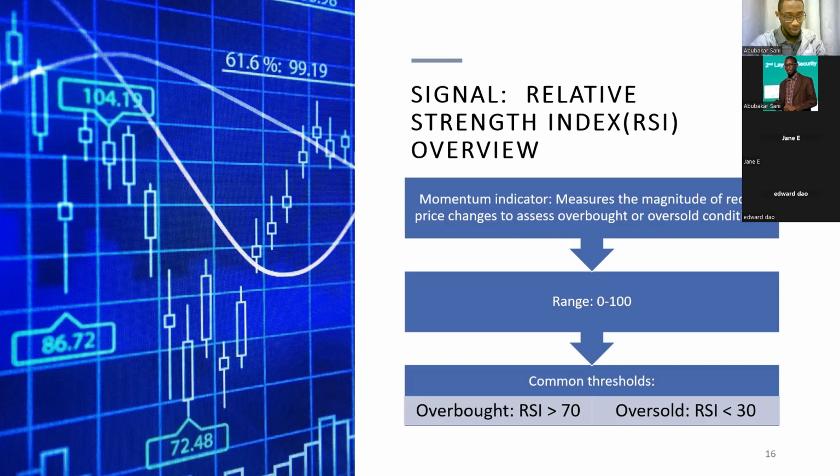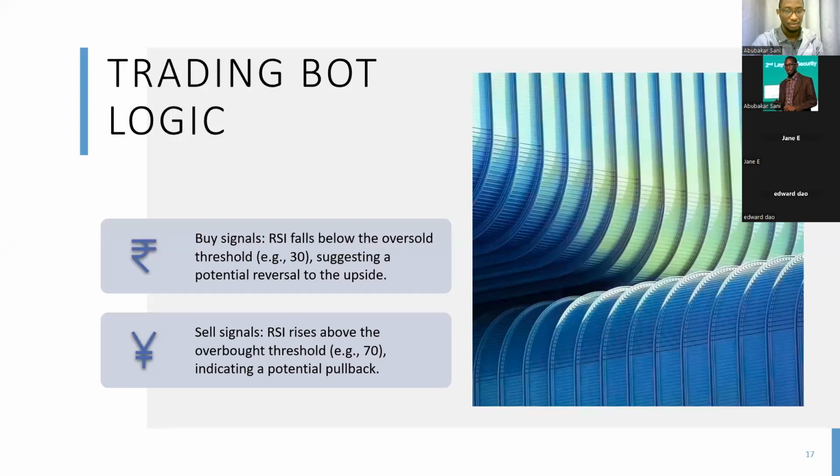This is how we spot a trading opportunity, and we will explain this to Google Bard, and it will generate the code for us. This is going to be the logic which we will tell the robot. In our scheme, if the RSI falls below the oversold threshold, that is 30%, this is suggesting a potential reversal to the upside. Therefore, buy. That's why we call it a buy signal.